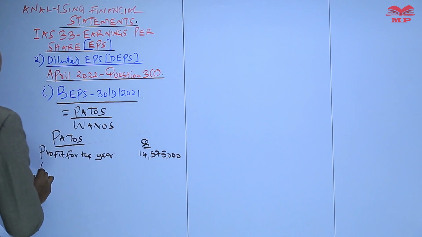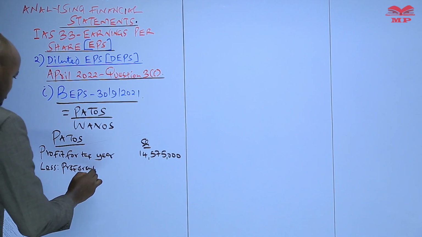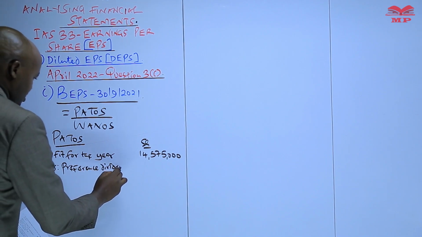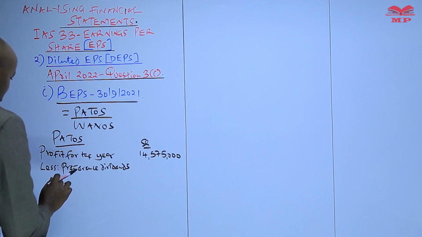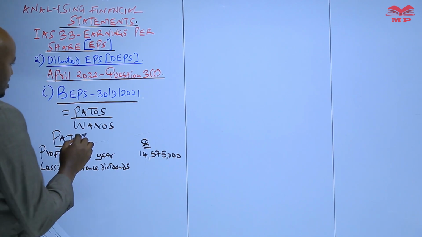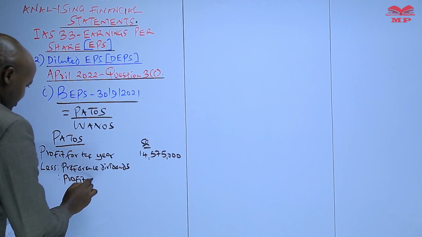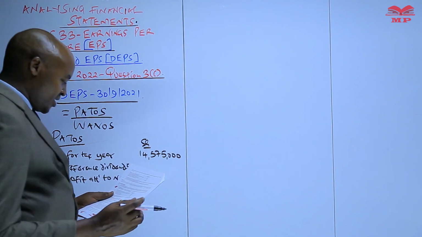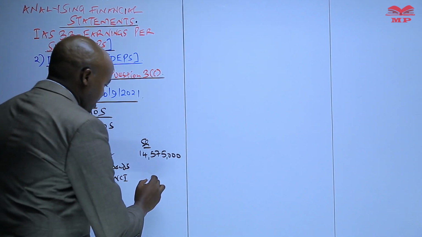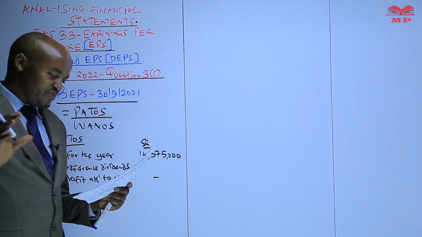So to this, what do we need to do? We need to less preference dividends, and also we less profit attributable to NCI, in case we are computing the basic earnings per share for a group of companies. We less the profit attributable to non-controlling interest. But in this case here, we are computing the earnings per share for a single company, R Limited. This is not a parent company, so we don't have the profit attributable to NCI.